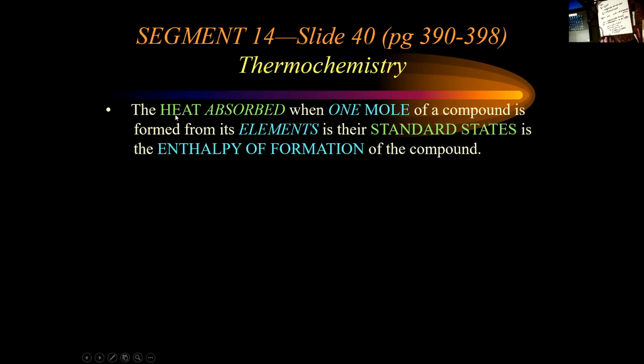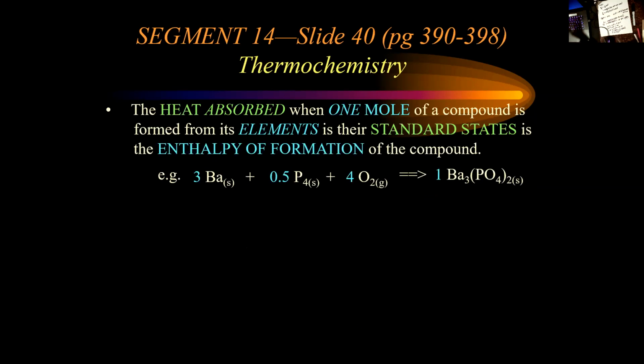Okay, so you're going to take the heat absorbed from 1 mole of a compound formed from its elements in their standard state as what we call the enthalpy of formation of the compound. For example, if I'm doing barium phosphate. Now, remember when we were looking at combination reactions, I said that this was one of the possible ways to combine things, but we never could do it. Well, we can't do it.